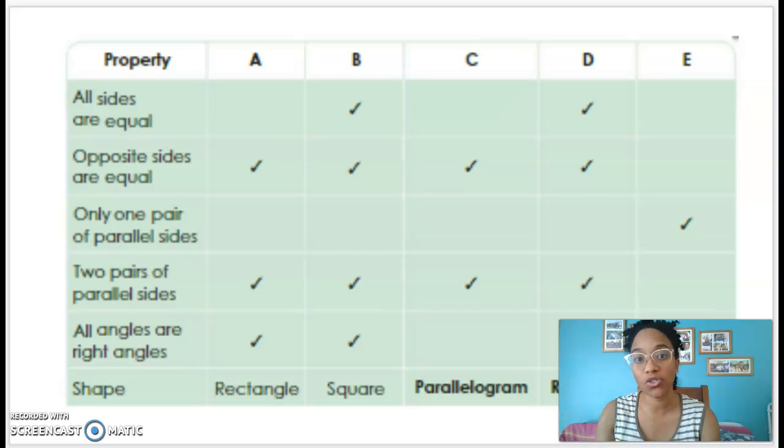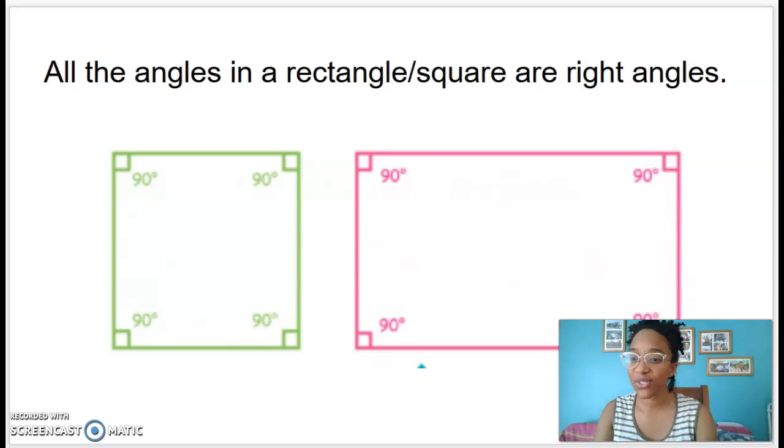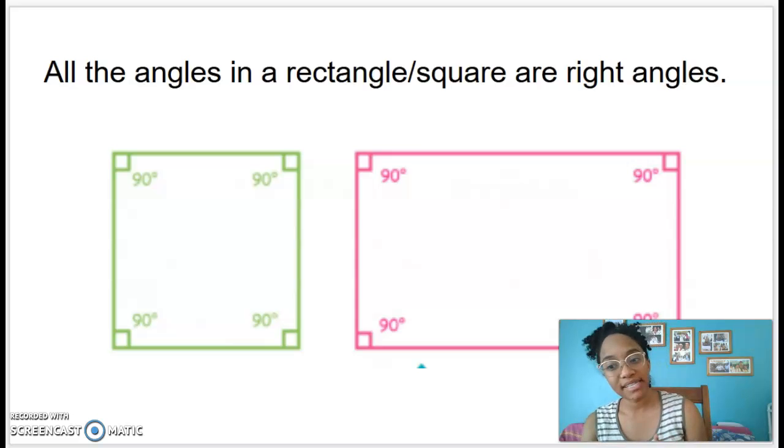All right, so we can also identify figures by their property. And we've already gone over this list of what each figure is. Squares and rectangles, they are very noted because they have all 90-degree angles. So that's something that we can look at. And whenever we're missing an angle in a square or a rectangle, we know that it has to equal 90 degrees. Similarly, if we see a quadrilateral and we don't know what type of shape it is, if we notice it has all 4 90-degree angles, that means it's a rectangle or a square.